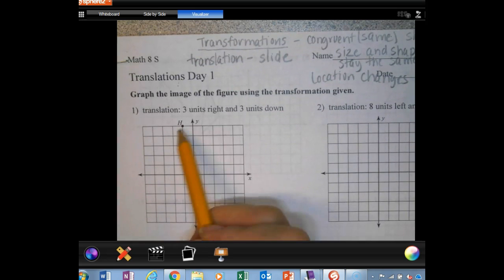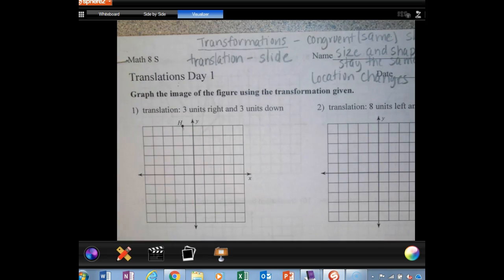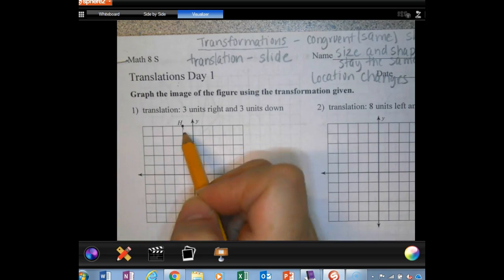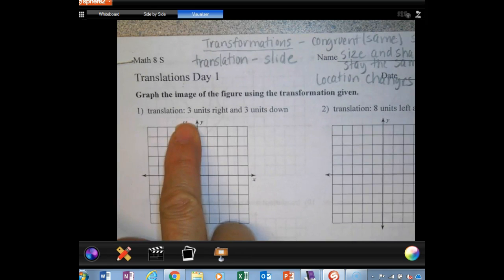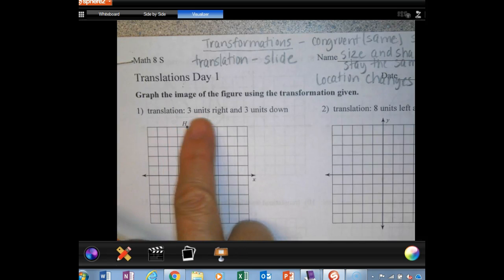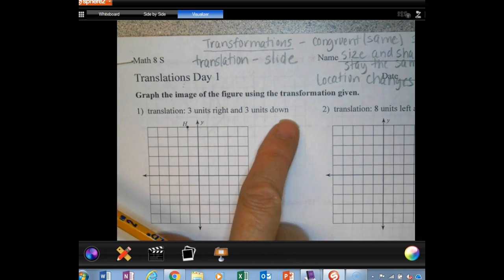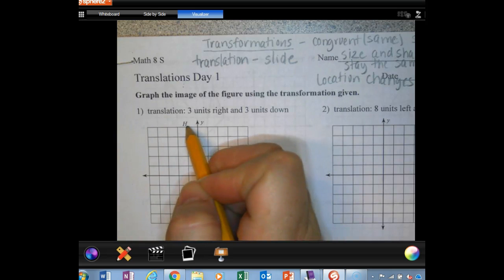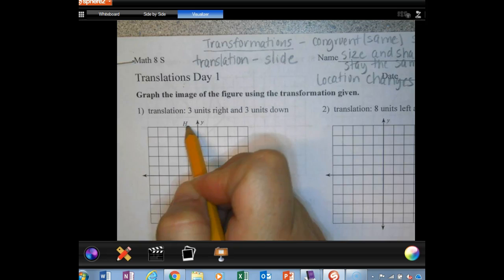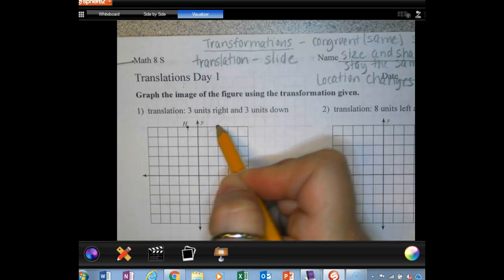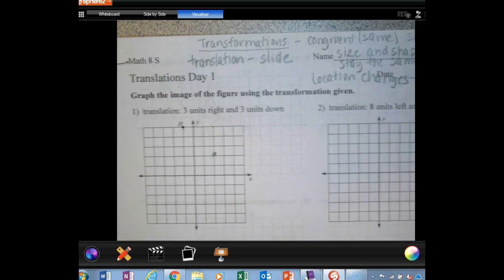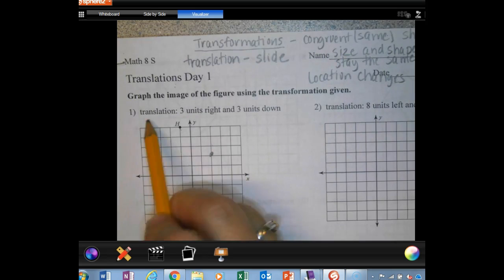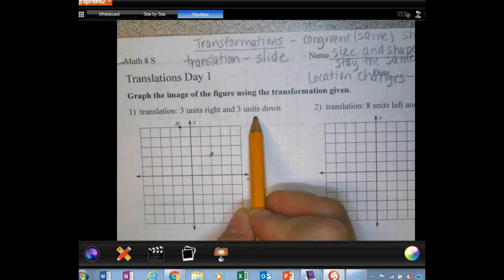Okay? So we're going to start out with a point. Here is my point. My point is H. Okay? So this is my original point. I know it is because it just says H. This tells me that I'm going to slide my point 3 units right and 3 units down. So I'm going to take my pencil tip and I'm going to put it right on my point, and I'm going to go right 3 units and then down 3 units. And that is where I end up after a translation of 3 units right and 3 units down.